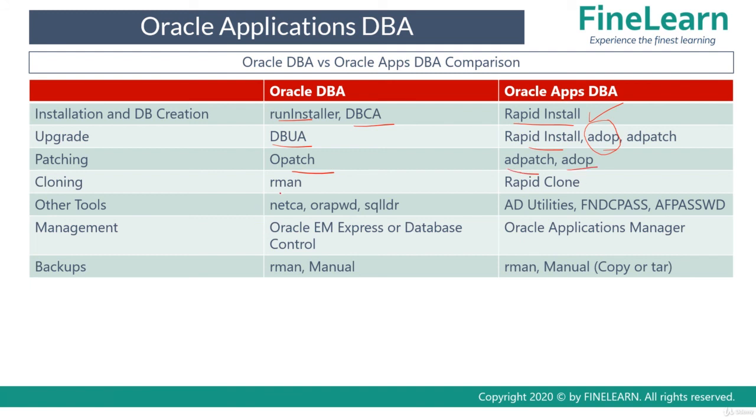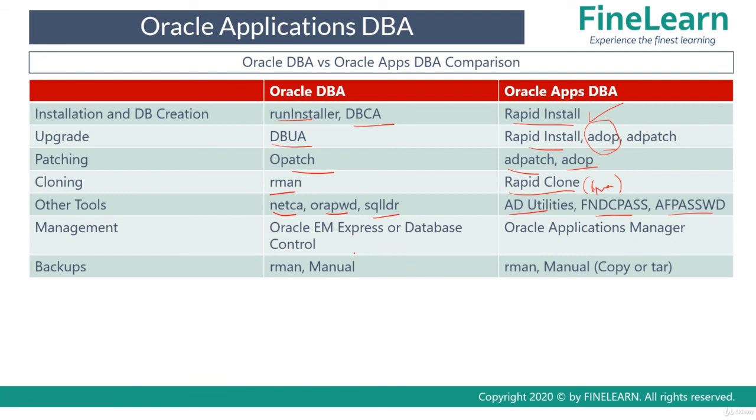And for cloning, we mostly use RMAN in Oracle Database Administration. And here we use something called Rapid Clone. Of course, we also use RMAN as part of the whole activity, but mostly we use the utility called Rapid Clone. Then we have other tools such as NetCA, orapwd, SQL Loader, etc. And here we have some utilities like AD utilities, FNDCPASS, AFPASSWD, etc.